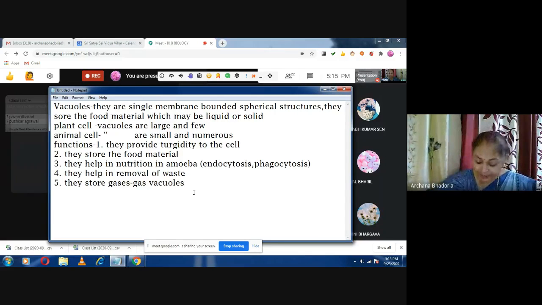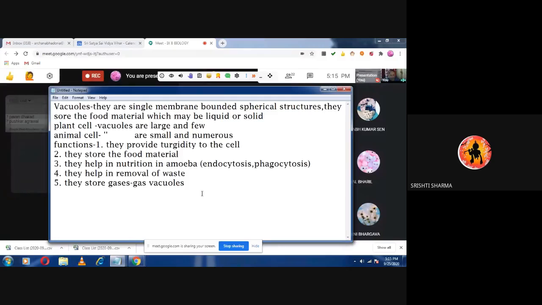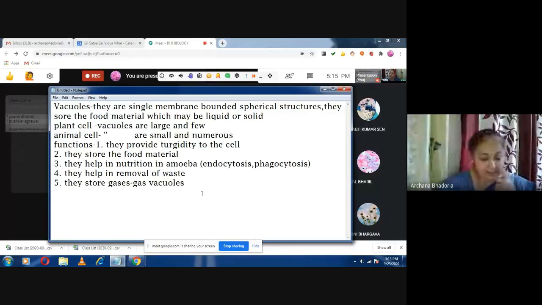Okay, now tell me, any other topic which you want to study? What you have noted in the previous period. Ma'am, can you please explain the fifth point again? Fifth point, yes, ma'am. They store gases. Okay, so during gaseous exchange, in some plants some vacuoles store gases. Okay, so they are helping in providing the buoyancy also that way. Done?